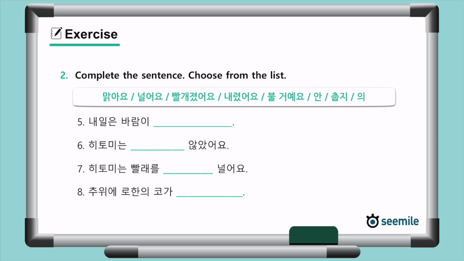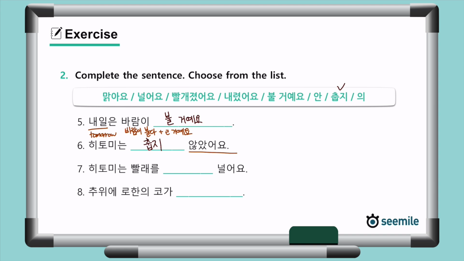Number 5. 내일은 바람이. To be windy is 바람이 불다. It will happen 내일, tomorrow, so 불 거예요 would complete the sentence correctly. 내일은 바람이 불 거예요. Number 6. 히토미는 않았어요. If we assume that 않았어요 is the part of the ending 지 않았어요, then we could fill the blank with the word 춥지. 춥지 않았어요. 히토미는 춥지 않았어요.